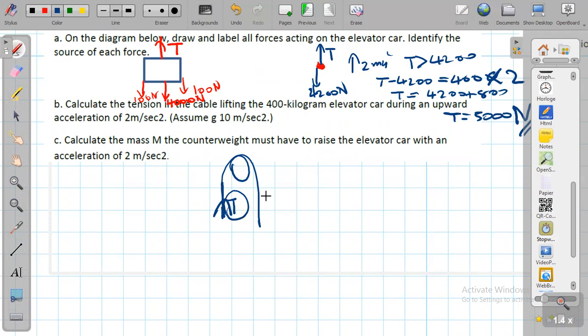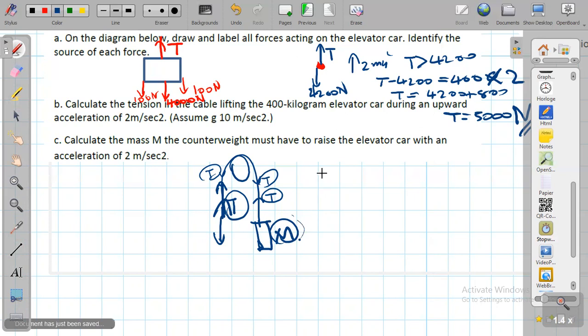Now the tension is here, and the counterweight is here. That is a mass of capital M. What is the tension on this side of the string? We just found that the same tension applies here. I'm going to apply this to here. Driving force: Mg minus T equals Ma.